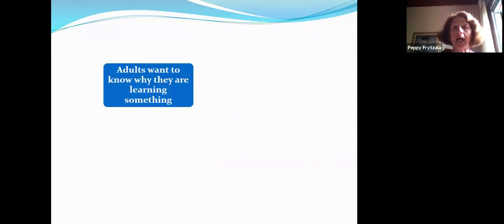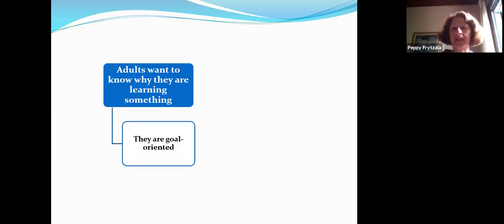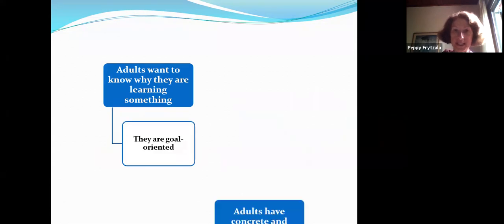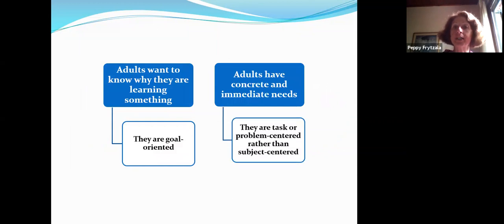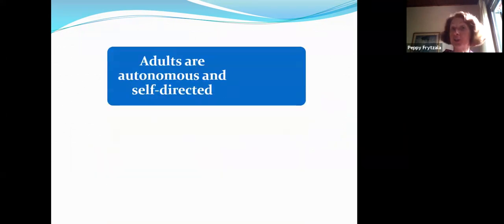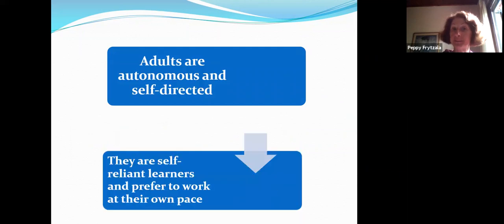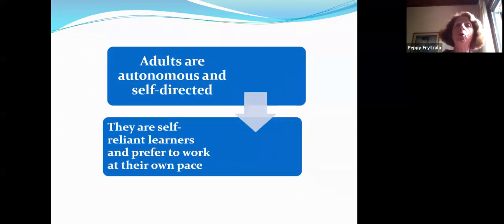Now, adults want to know why they're learning something. And that means they're goal-oriented. On the other hand, they have concrete and immediate needs, so they are task or problem-centered rather than subject-centered. They're autonomous, self-directed, which makes them more self-reliant as learners, and they prefer to work at their own pace.